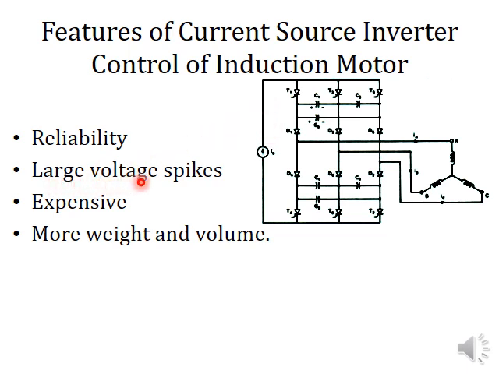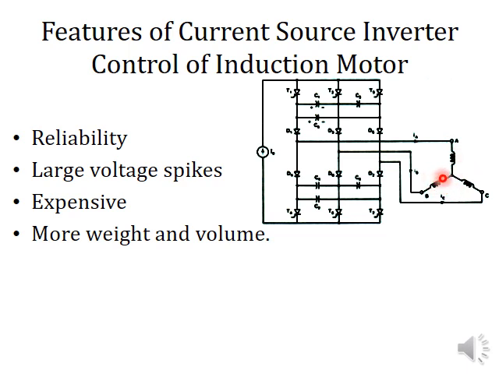Next one is large voltage spikes. As you know, the current profile of a current source inverter indicates sudden increase and decrease of currents. So this sudden increase and decrease of current happens through the leakage reactance of the motor.